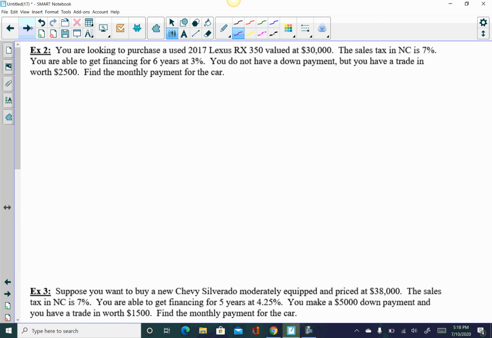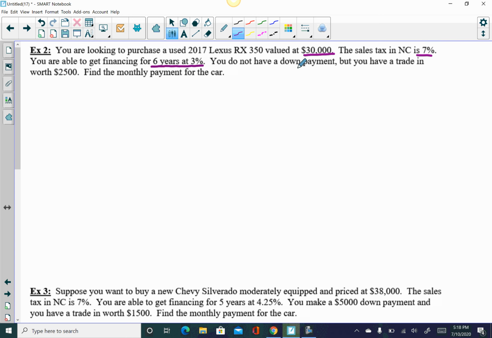Let's do one more. Like I said, you're in example 2 and example 3 that you see on this page. This would be more like what you would see on your test, that it's just a blank set problem here to find the monthly payment for your car, and it's not going to talk you through the steps. So here it says you're looking to purchase a 2017 Lexus RX 350 valued at $30,000. Sales tax, of course, in North Carolina is still 7%. You can get financing for 6 years at 3%.